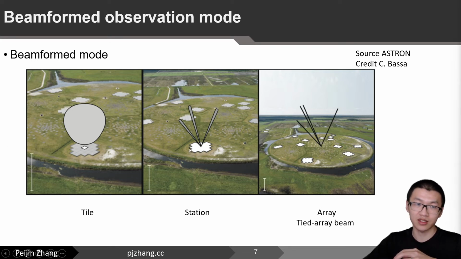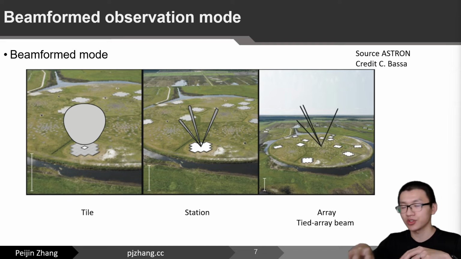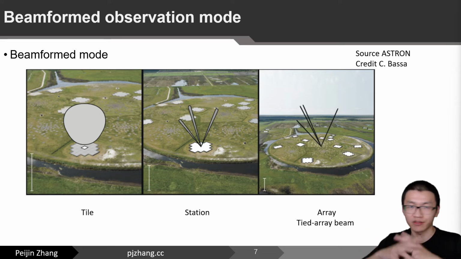With the antennas inside a station, it can form beams like this. And with more elements counted, such as an array, LOFAR can form a much narrower beam with much more precise pointing. This is called a tied-array beam. The pointing directions can be determined by the configuration of delays applied to elements in the software correlator. It can form multiple beams at the same time, which means it can observe different directions at the same time.